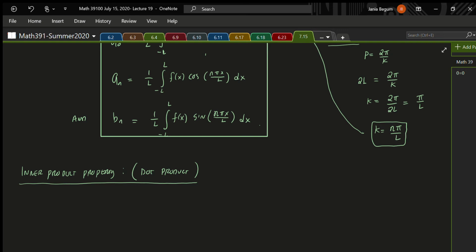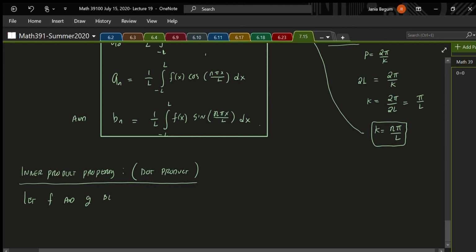Right, so we know from calculus that to show two vectors are perpendicular, or in calculus we use the word orthogonal, that means the dot product is 0. So that's the property we want to use, but not for vectors, for functions, okay? So let f and g be functions.